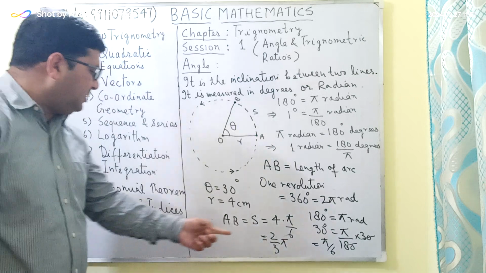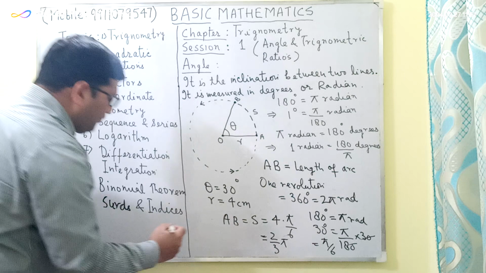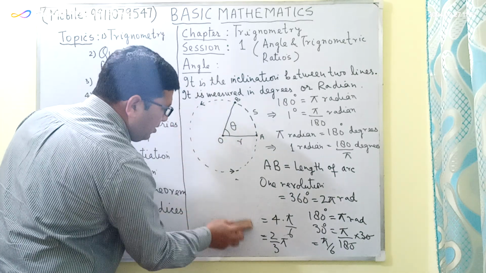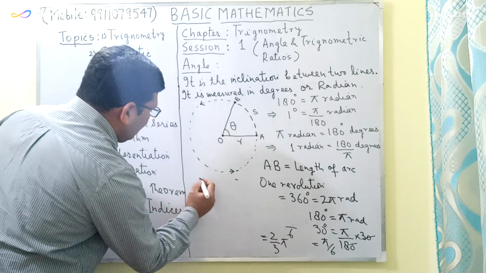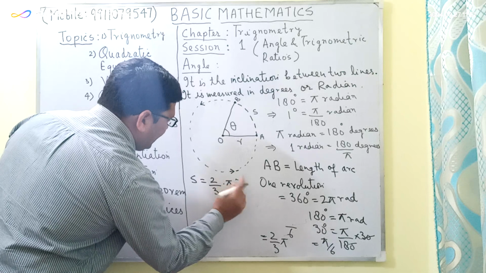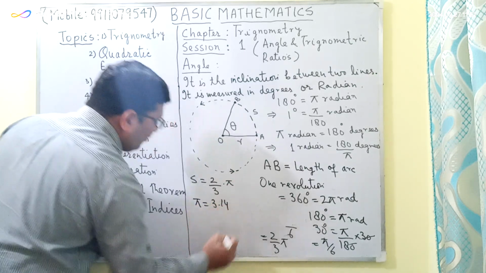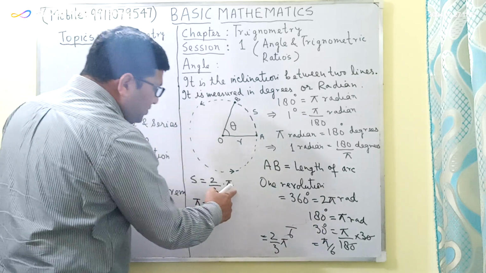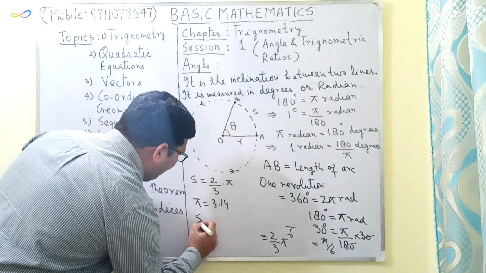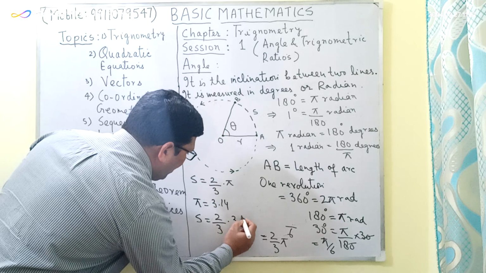Now I have to find the value of this arc in centimeter. So now S is equal to 2 by 3 pi, and the value of pi is 3.14. So you can substitute the value of pi as 3.14 in this equation. So I will be getting the length of the arc as 2/3 into 3.14.